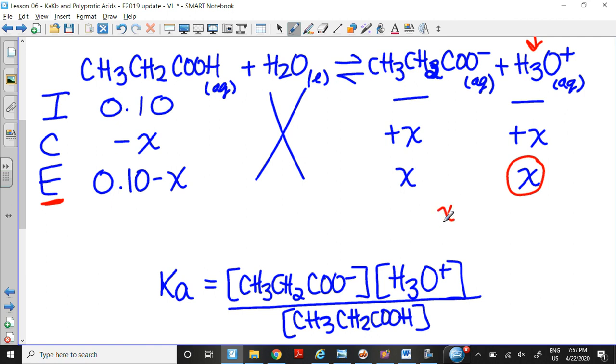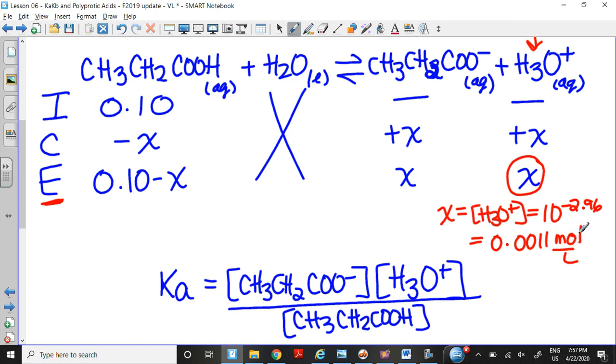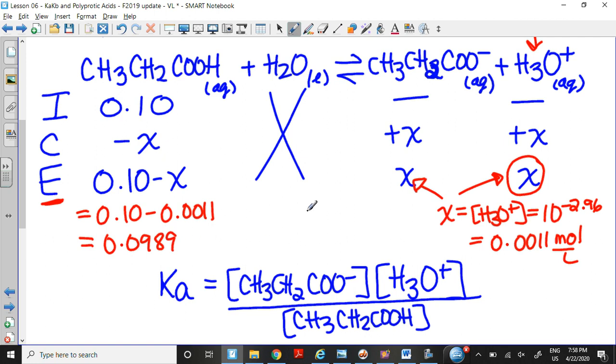Okay, so our X value here is going to be equal to our hydronium ion concentration, and we said that's 10 to the negative 2.96. So we're going to punch that in our calculator, and you should get 0.0011 moles per liter. So that's our X. That's going to be our value here. And over here, we can plug that in. And that's going to give us 0.0989 moles per liter at equilibrium.